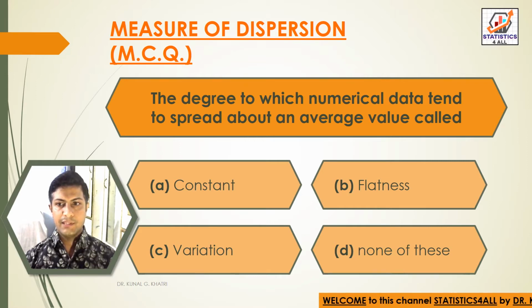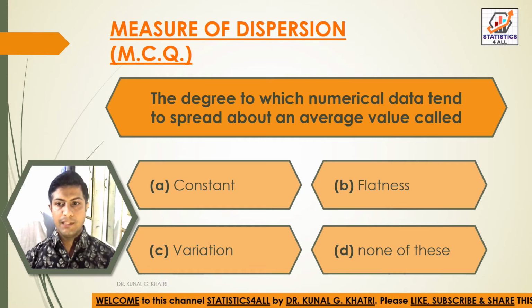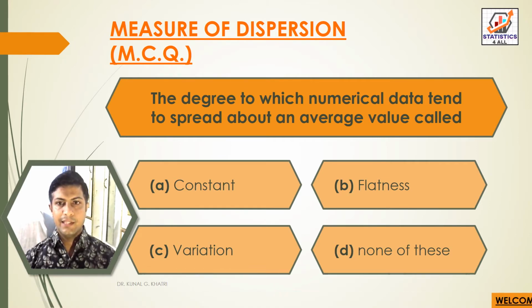Next question, the degree to which numerical data tend to spread about an average value called option A constant, option B flatness, option C variation, option D none of these. So here we have answer option C, that is variation. The degree to which numerical data tend to spread about an average value called variation.